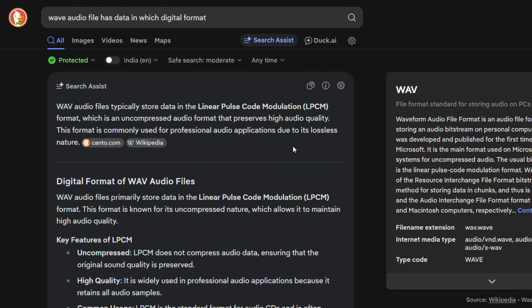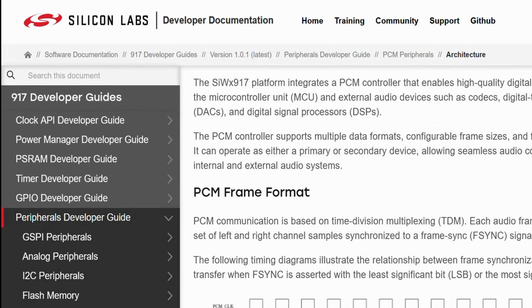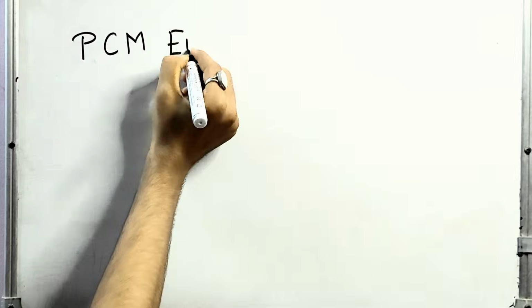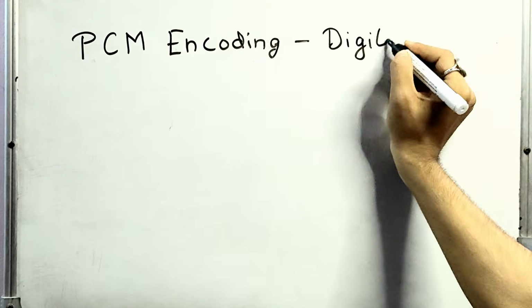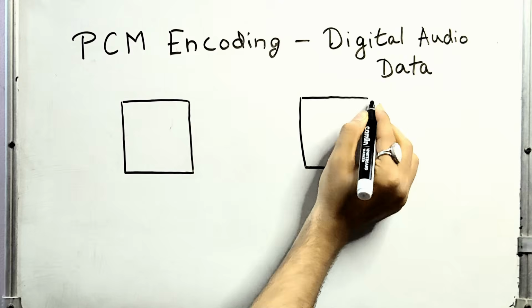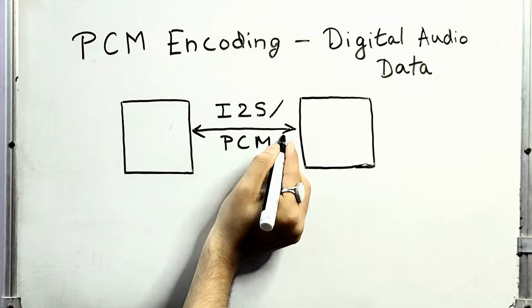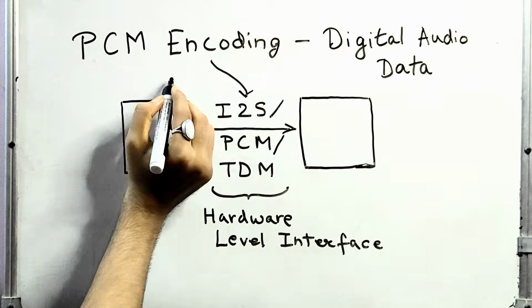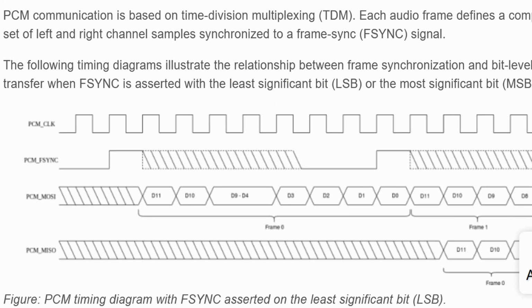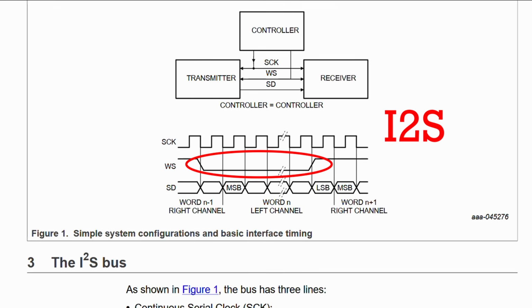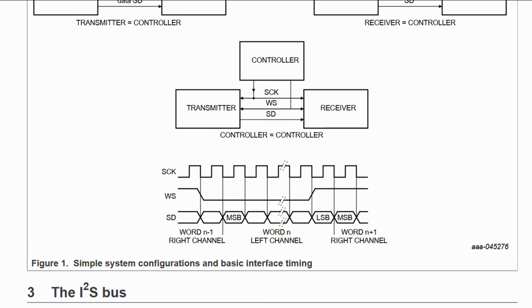But don't confuse this with the PCM hardware interface. PCM encoding is about how audio data is represented, whereas I2S or PCM interface is about how that data is physically transmitted between devices. In fact, both I2S and PCM interface carry the same PCM audio data, but they differ slightly in timing and synchronization. So in short, same data, different ways of sending it.